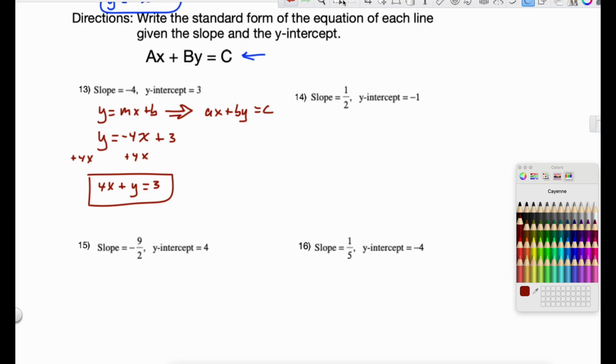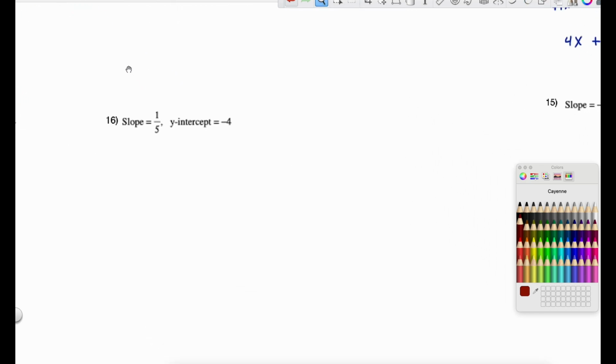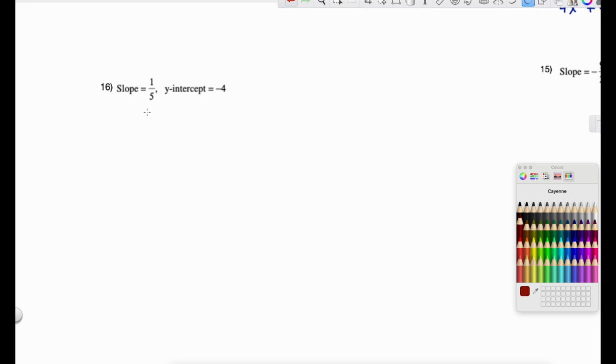How about I do one with a fraction in it? How about I do 16 here? Take a look at 16. So we have y equals mx plus b, because we're given the slope and the y-intercept, so that works with this form. 1/5 x minus 4. Okay. So we can subtract 1/5 x from both sides. And we get -1/5 x plus y equals -4.